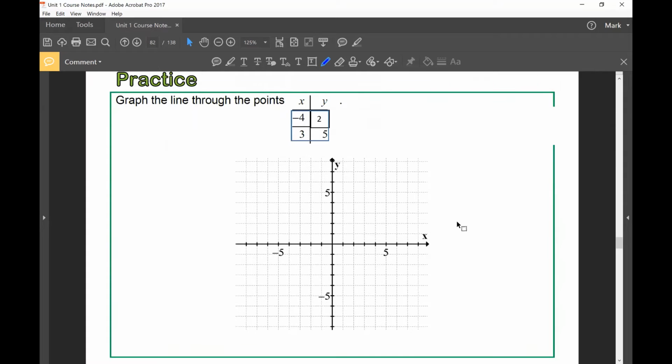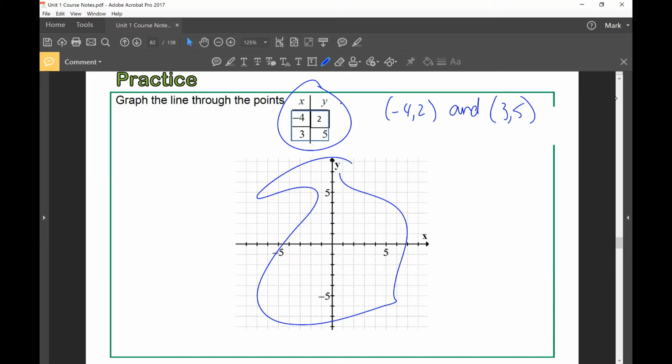All right. So why don't you guys practice? Now, I don't know how you're going to practice this if you can't draw on your screen. And sorry, this looks a little messy here. What this is saying is graph the line through the points -4 and 2 and 3 and 5. Now, I know if you don't have your notes printed, you're not going to be able to practice this, but maybe on your screen, if you're following along, you can try to visualize it.